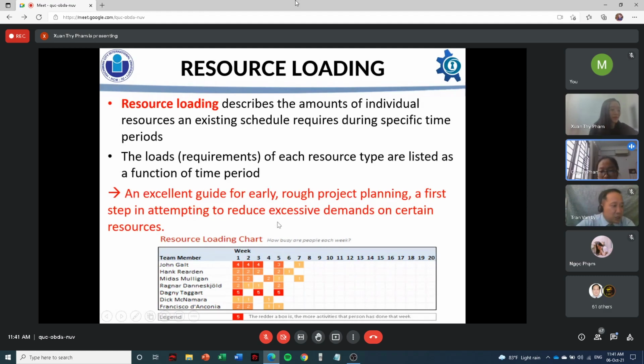As you can see in the slide, resource loading describes the amounts of individual resources that an existing schedule requires during specific time periods. In resource loading, the loads, or simply the requirements, of each resource type are listed as a function of time period. In other words, basically, resource loading means allocating resources to the activities at the right time. The question is, why do we have to consider resource loading? Well, it gives an estimation of the cost and quantity of resources.